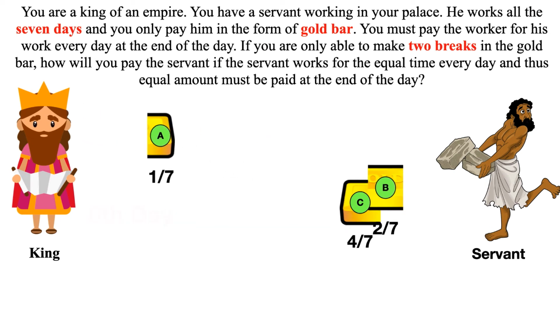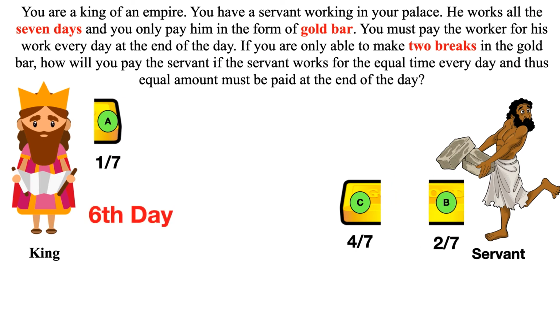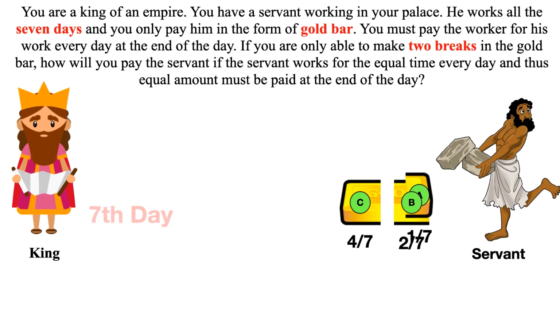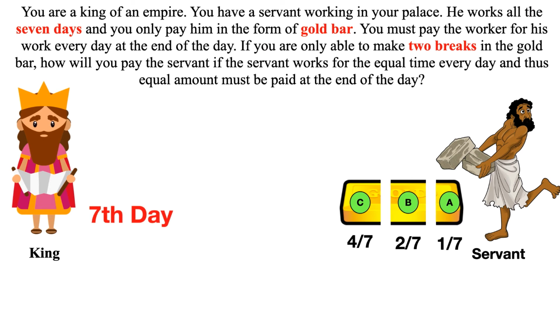When the day 6 ends, give bar B to the worker and take back bar A. Here you remain with bar A. Worker possesses bar B and bar C. When the day 7 ends, give bar A to the worker. Here you remain with no bar. Worker possesses bar A, bar B and bar C. Thus by the end of 7 days, you have taken care of everything.